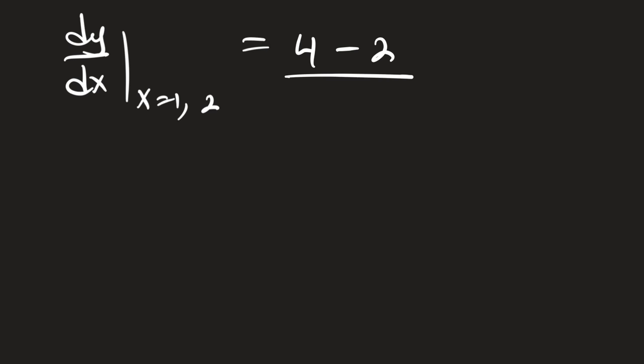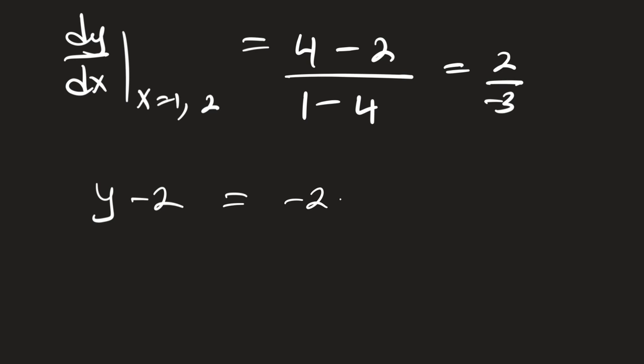So dy/dx at x equals 1 and y equals 2 is given by (y squared minus 2x y squared) over (1 minus 2xy), which is 2 over 1 minus 4. So this is 2 divided by negative 3. So we have the slope at this point when x is equal to 1 and y is equal to 2. The slope is 2 divided by negative 3. So the equation is y minus 2 equals negative 2/3 times (x minus 1).